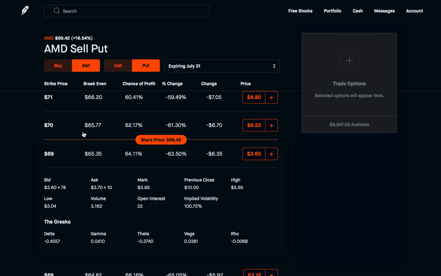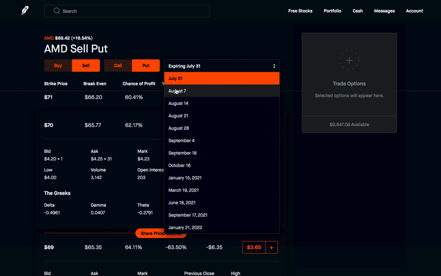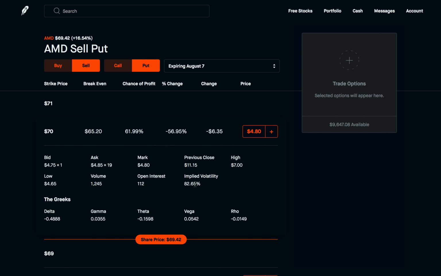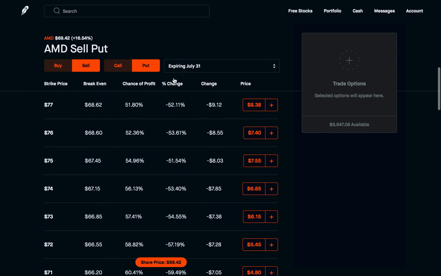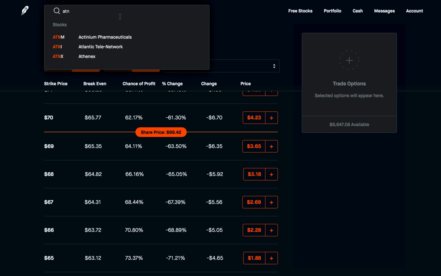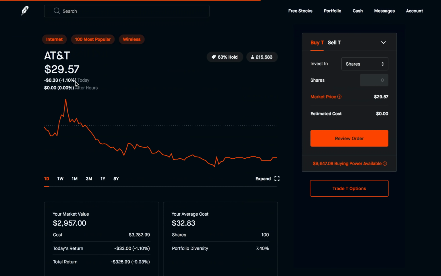If we take a look at the $70 one, implied volatility is 102%. Okay, and I'm not lying when I say that this is increased during earnings week, right? I'm not going to go into why, but it is. If you take a look at the week after, it's only 82%, right? It's a lot less.